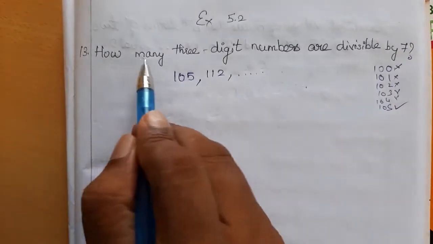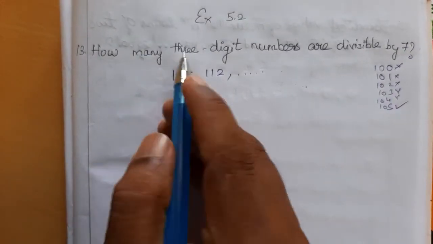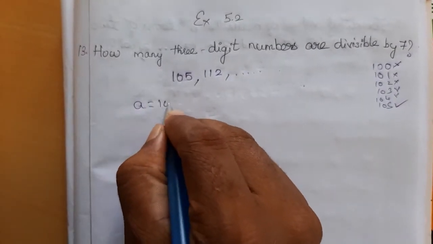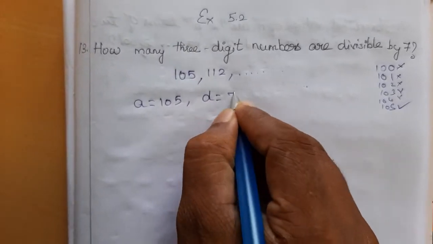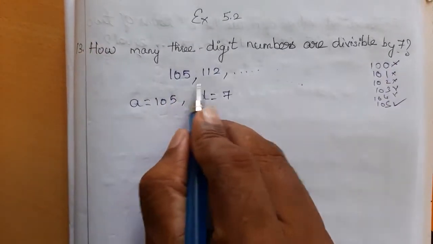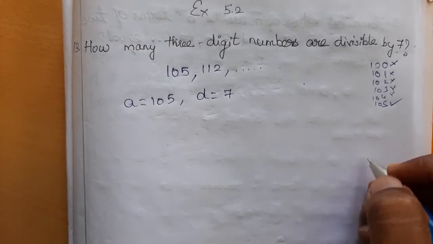That is what we have to find. How many means n we have to find. So here a is equal to 105 and d is equal to 7. Divisible by 7, so the difference will be 7. And for the last term, let me check.